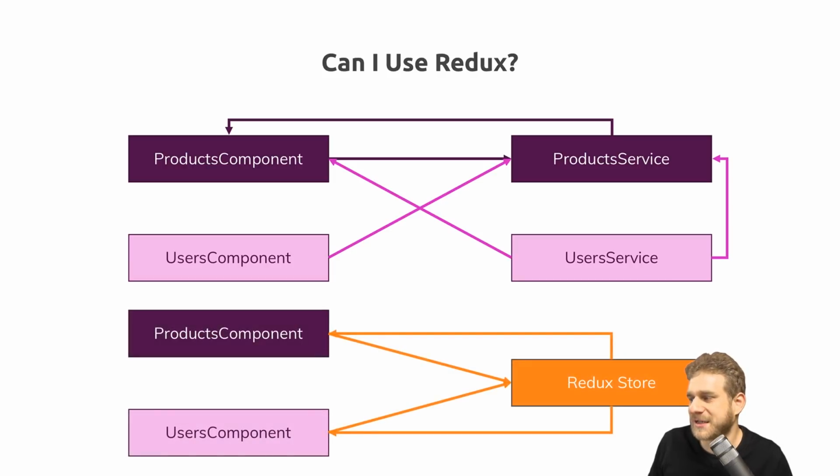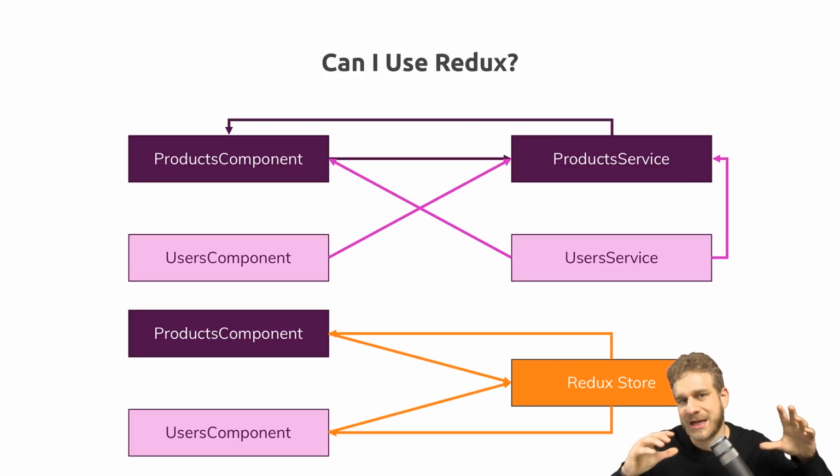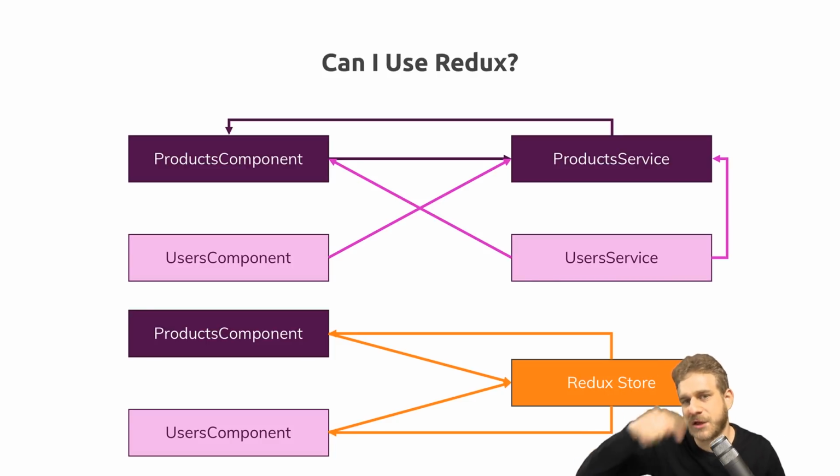Redux solves this by offering us a Redux store, so one central place in the app where our data is stored, and where we can connect our different parts of the app to. So components can then receive data from the store and dispatch actions to the store, and we have a clear flow of data and a central place where everything gets stored. And that is Redux, and we can use it in Angular.